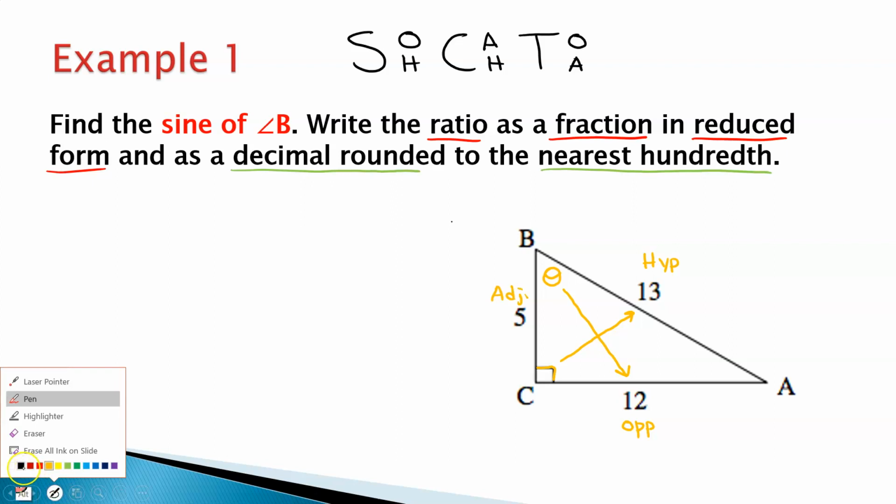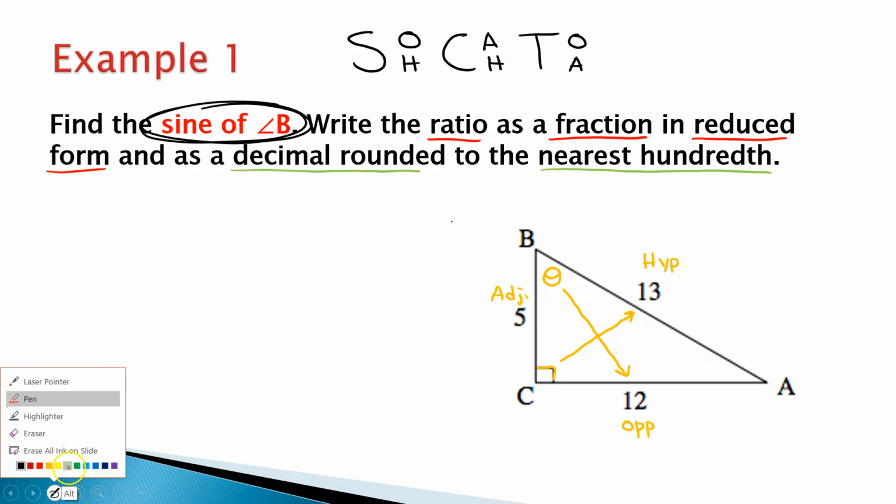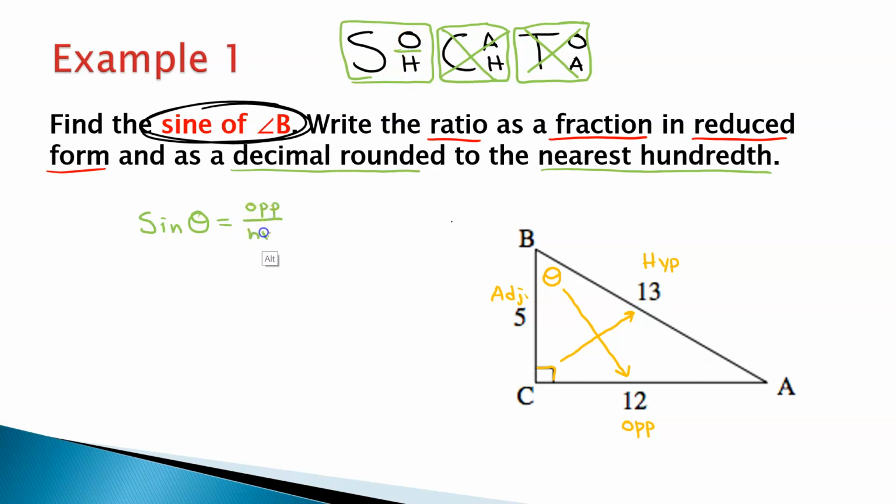Okay, so this is what's going to happen. They're asking us to find sine of angle B. If I look back at Sohcahtoa, we're not going to be using the CAH part, that's cosine. We're not using the TOA part, that's tangent. We're going to be focusing on the SOH part here. So I'm going to rewrite that because it's going to remind me that sine of my reference angle is going to equal opposite over hypotenuse. So I'm going to write that out, opposite over hypotenuse.